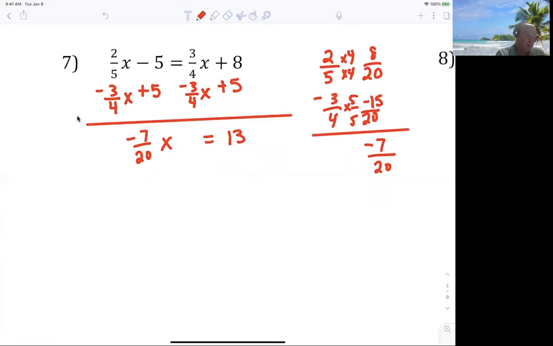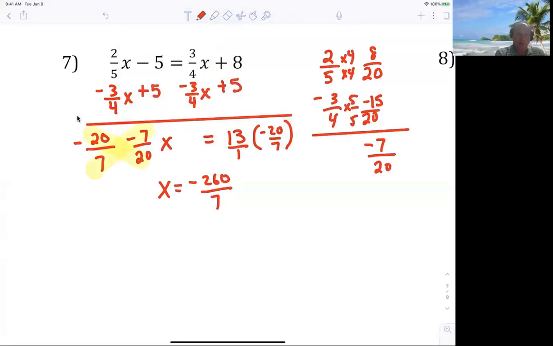Now what we're going to do is multiply by the reciprocal, 20/7. Again, still negative 20/7. Now what happens? These cancel. So x is equal to, nothing reduces here, we can make that 13/1, negative 260/7. So my answer here is negative 260/7. Let's check out number 8.